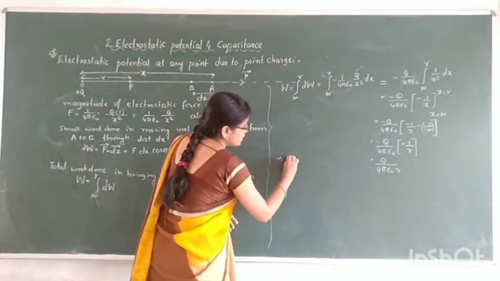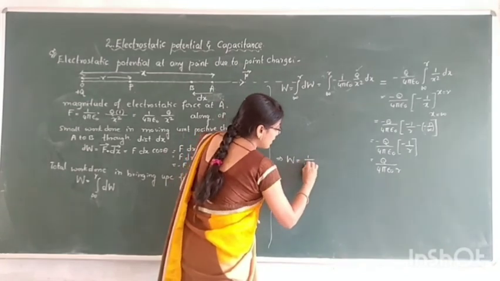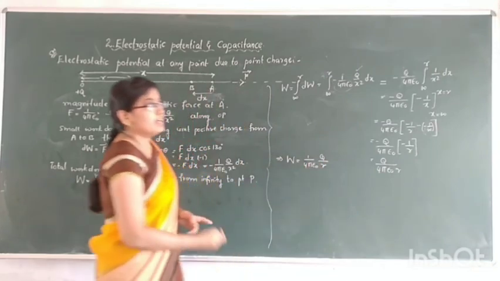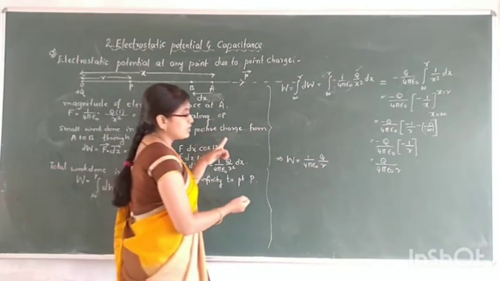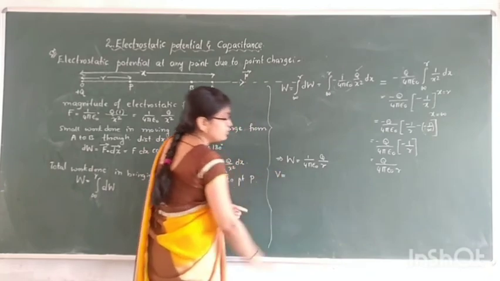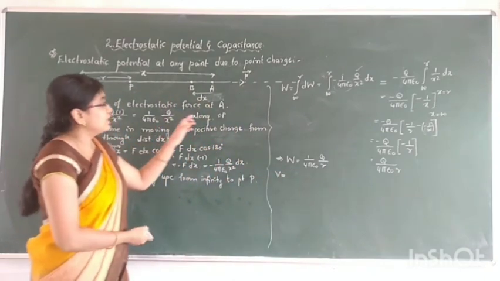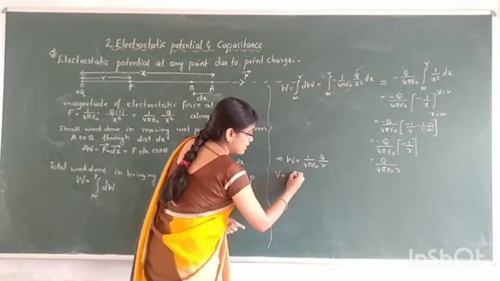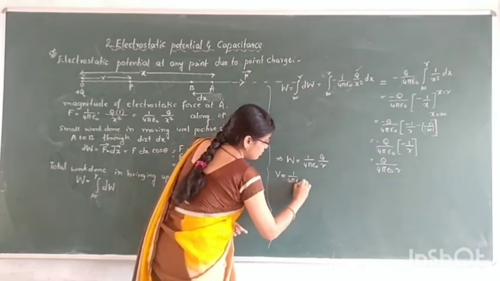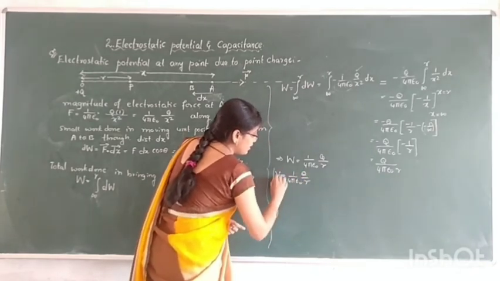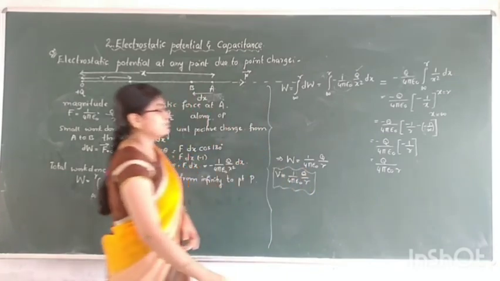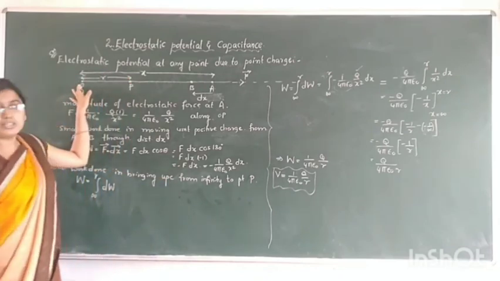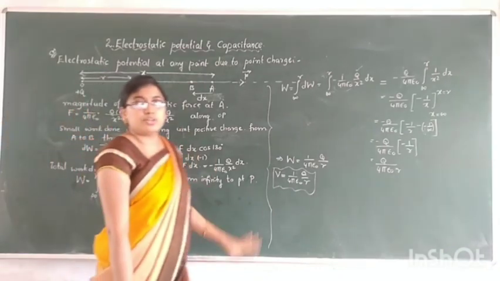So what is the expression here? W equal to 1 by 4 pi epsilon naught into q divided by r. This is the expression for work done. So what is electrostatic potential? That is V equal to W by Q. Here Q is the unit positive charge, its magnitude is 1. So the same expression, V equal to 1 by 4 pi epsilon naught Q divided by R. So this is the expression for the electrostatic potential at any point due to a point charge or source charge.